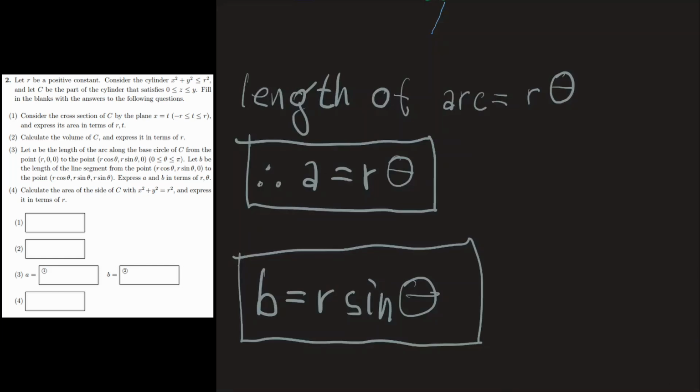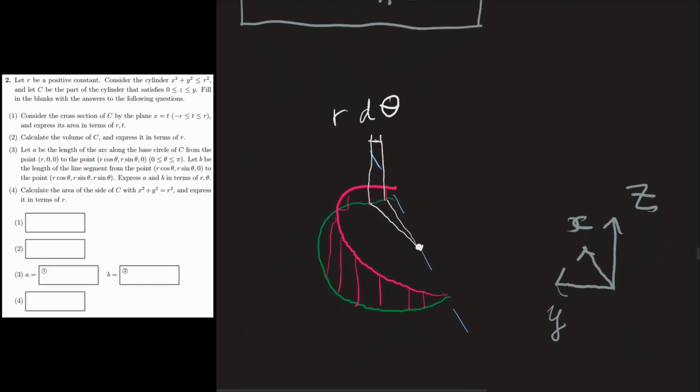Okay, and finally, the question asks us to find the area of the side of C with x squared plus y squared equals r squared, or in other words, find the surface area of the outside of our shape. So it's this striped part over here. That is, we're trying to find this surface area along the outside of our cylinder.